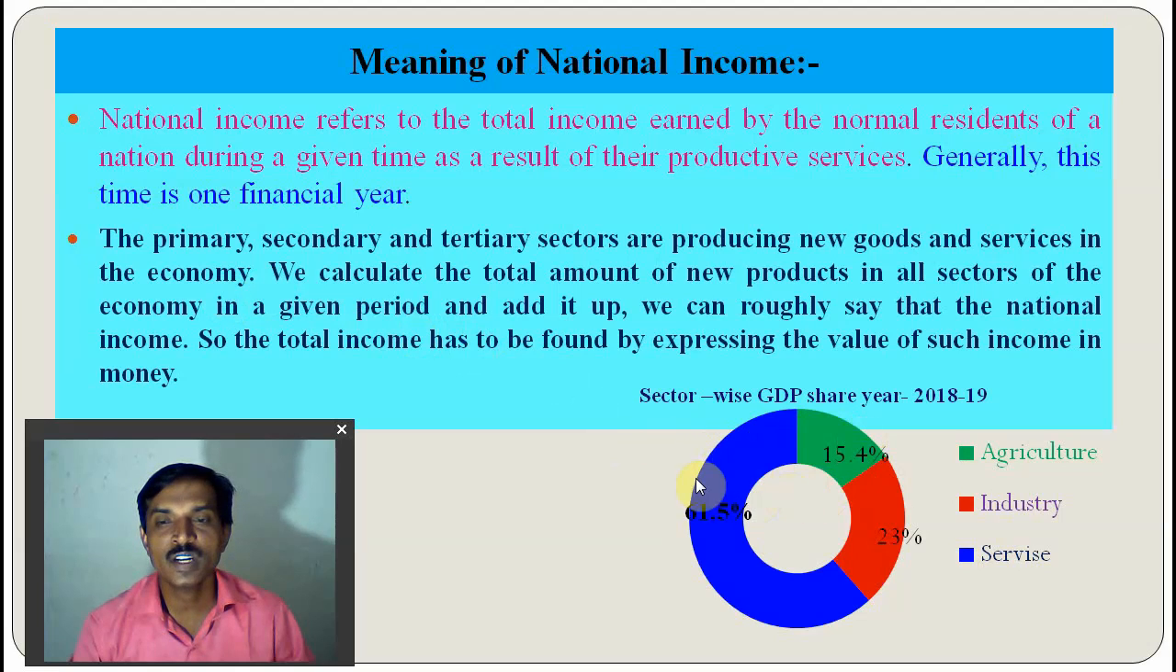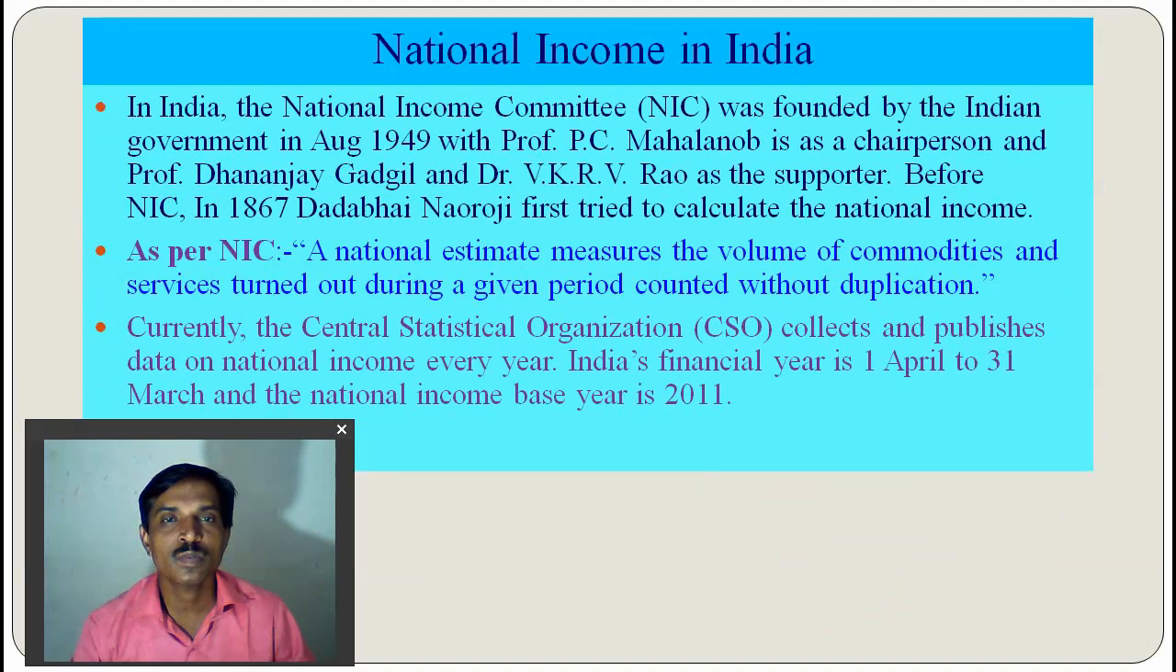Here we look at the data of the sector-wise GDP share in 2018-19. In this year, the share of agriculture in GDP is 15.4%, the industrial sector share is 23%, and the service sector share is more than 61%, 61.5%. So national income refers to the total income earned by the normal residents during one year, and the production of all three sectors, agriculture, industrial and service, within the year.